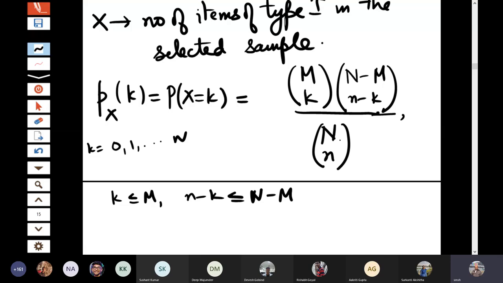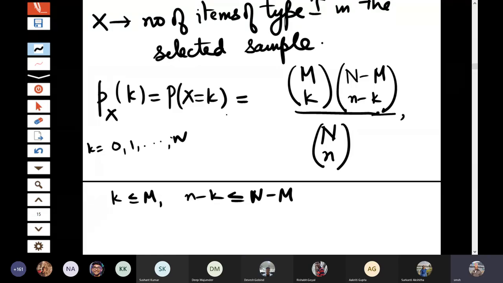The total number of ways of selecting a small n number of items from capital N is NCn. Now out of that, small k items are from type 1. So that is MCk, because M is the number of type 1 items, and the remaining n minus k items will be of type 2. So that is N minus M C n minus k. This is a basic property of combinations which you have studied in class 11 or 12, when you had permutations and combinations. So is it clear to you? Yes, sir.